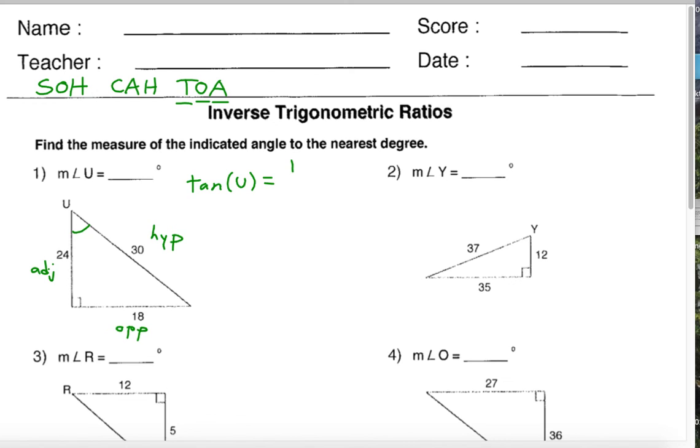So 18 over 24. How did we solve these equations? Our variable is inside the trig function. So angle U, we have to do the inverse tangent of the other side. And then you grab your calculator and punch in inverse tangent of 18 over 24 and get your answer.